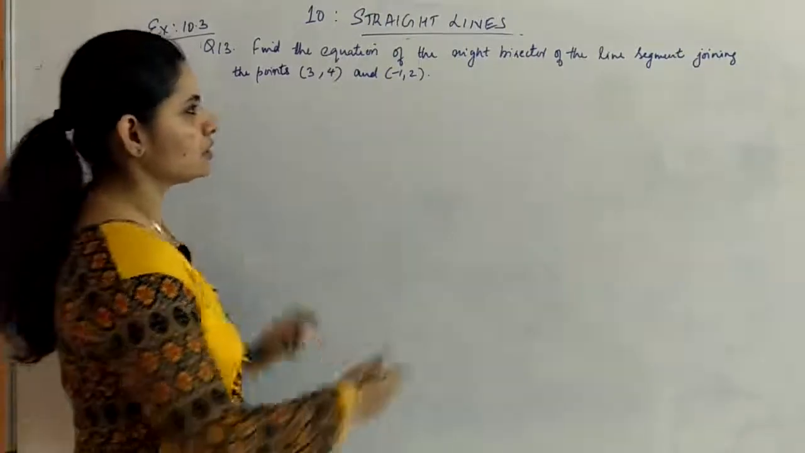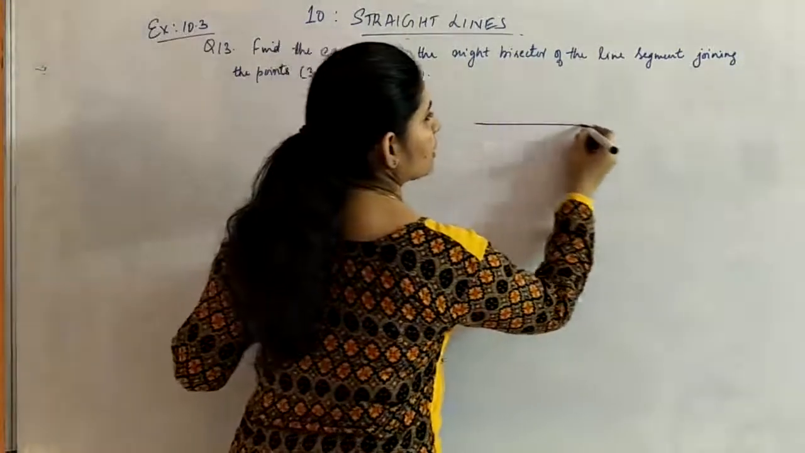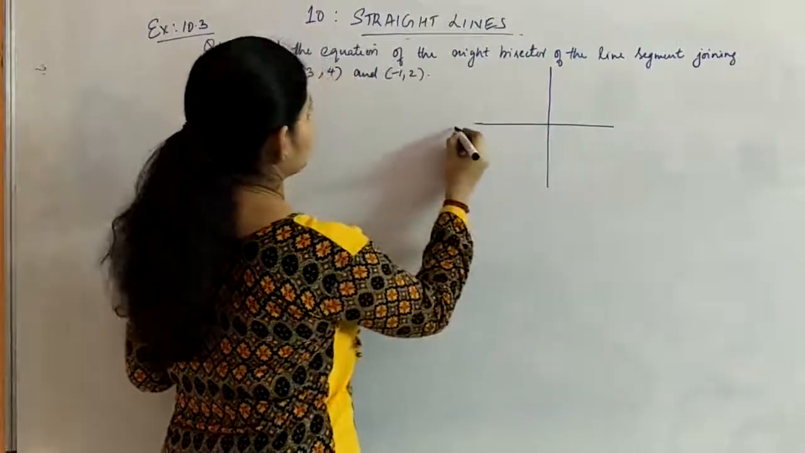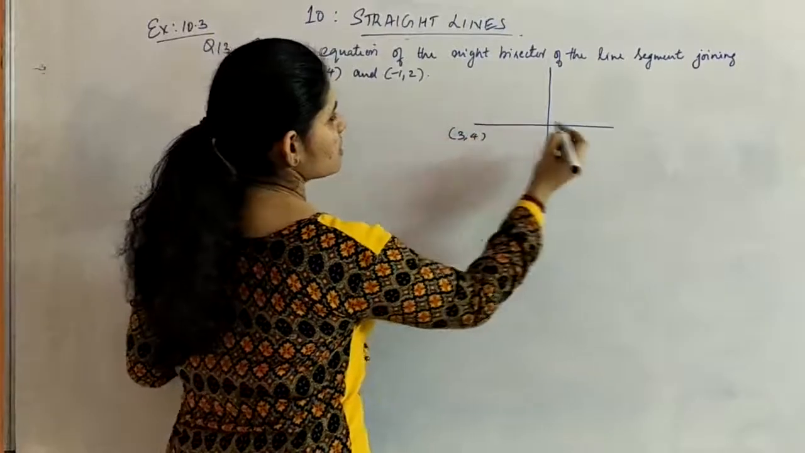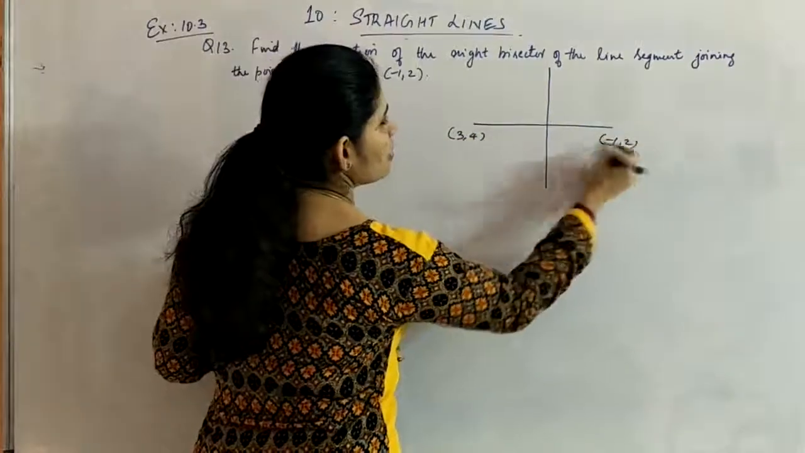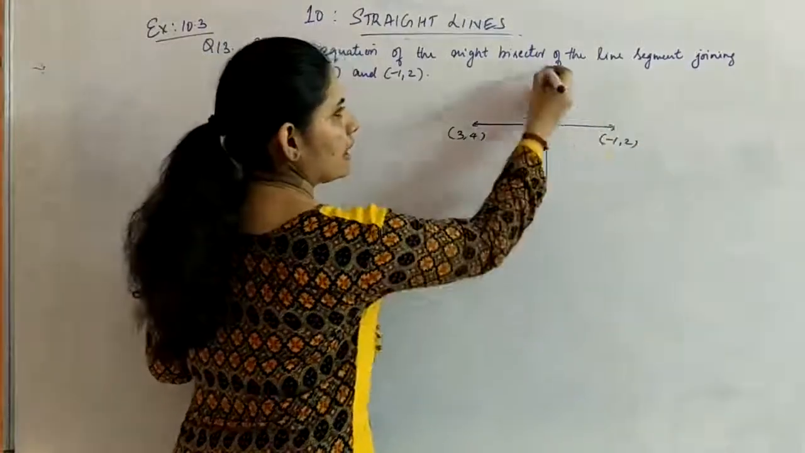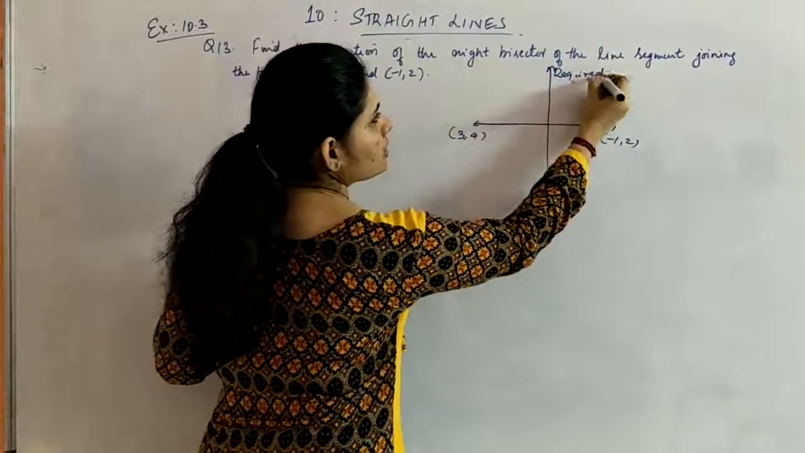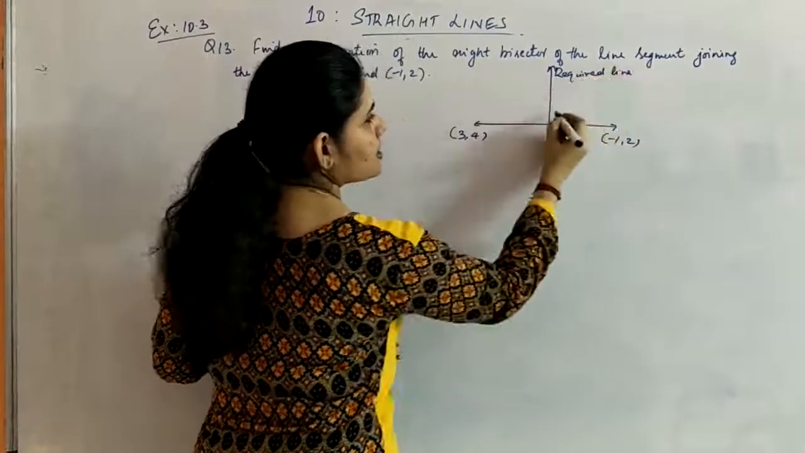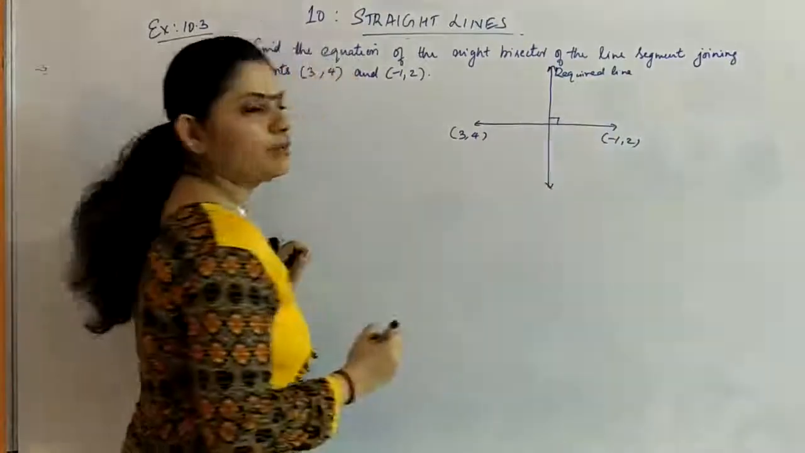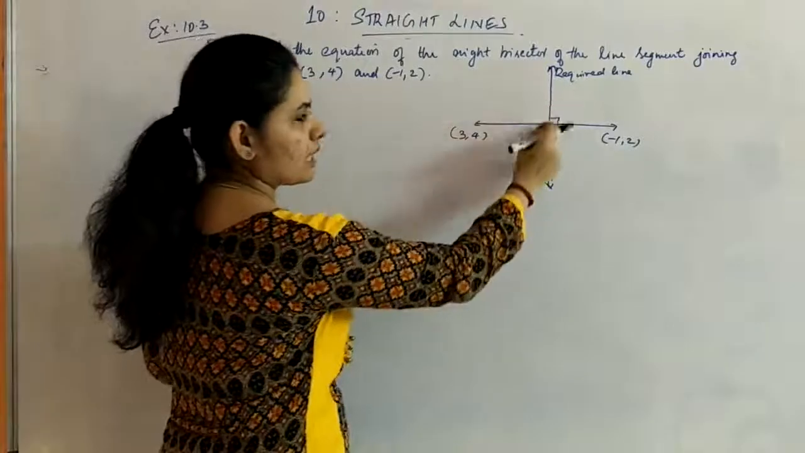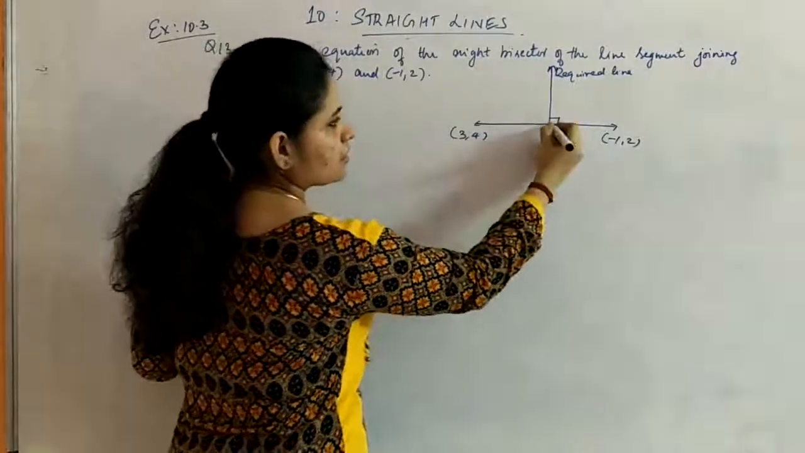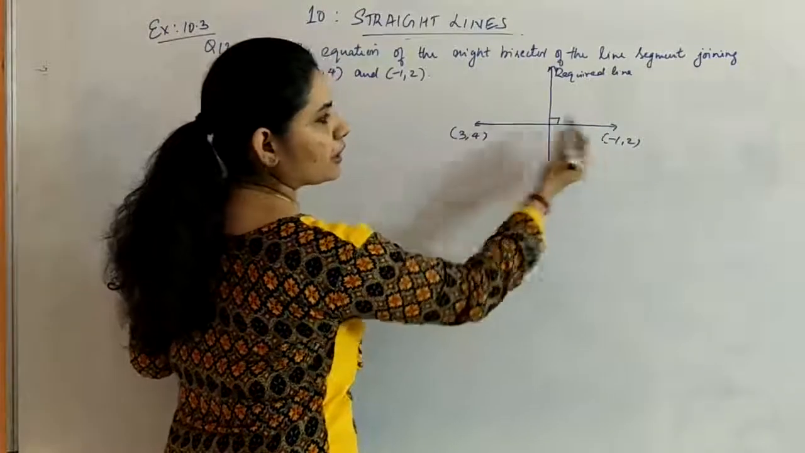So we have to find the equation of the right bisector. Suppose these are the points (3, 4) and (-1, 2) on the given line, and this is the required line. This is the right bisector, which means it is perpendicular to the given line, so the product of the slopes will be -1, and it will pass through the midpoint of the line segment.